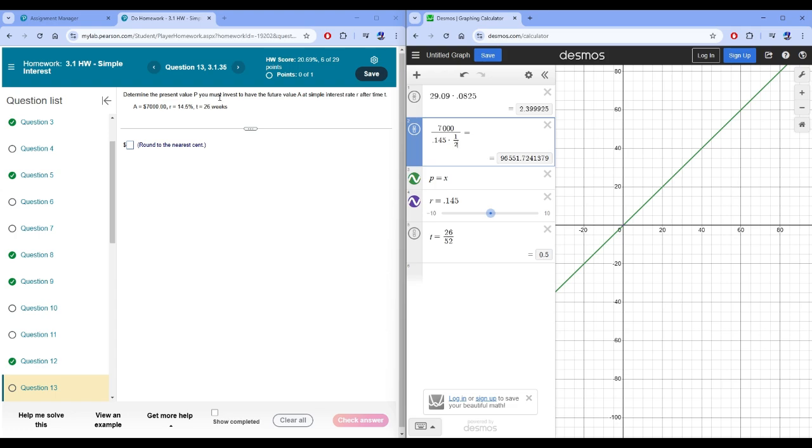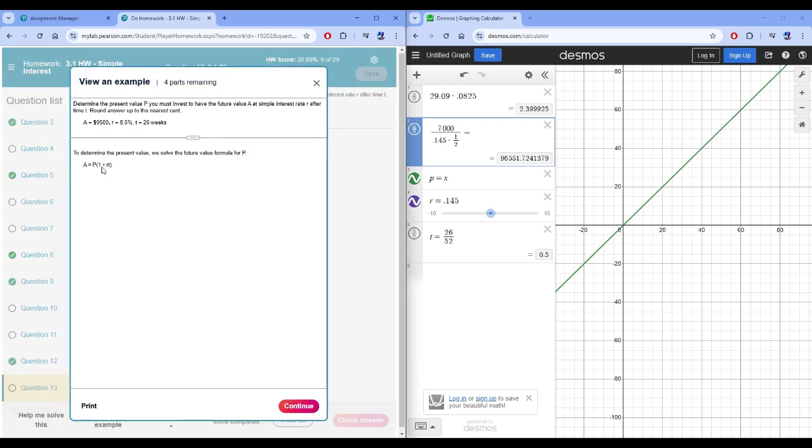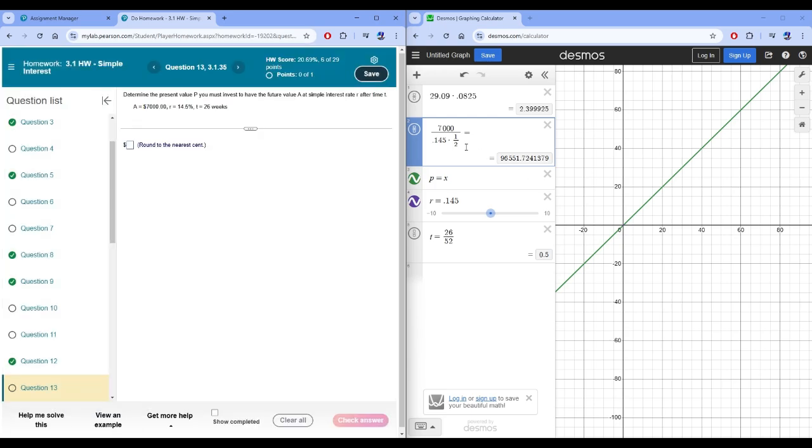Determine the present value P. You must invest at a future value A at a simple interest rate R after time T. If I invest $7,000, let's go to view an example and see the formula they give us. Yeah, this formula. So 1 plus RT. Oh, it's 1 plus. Okay.